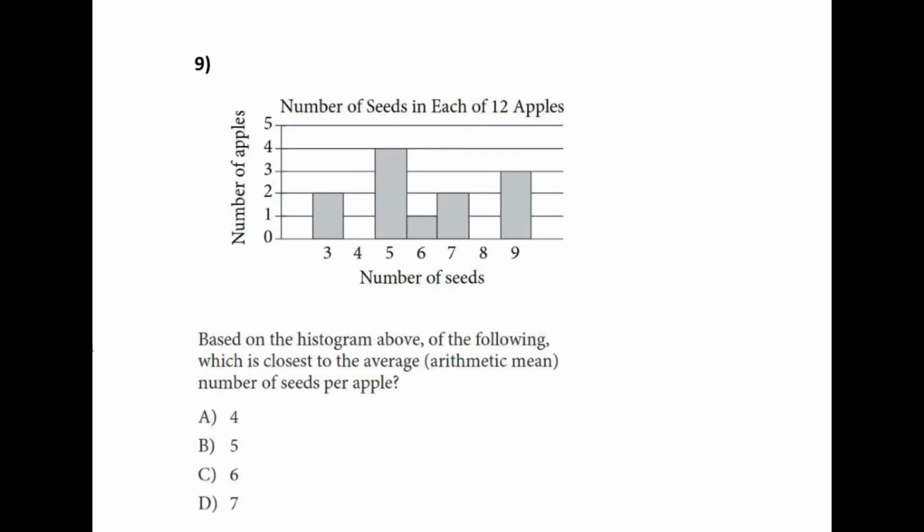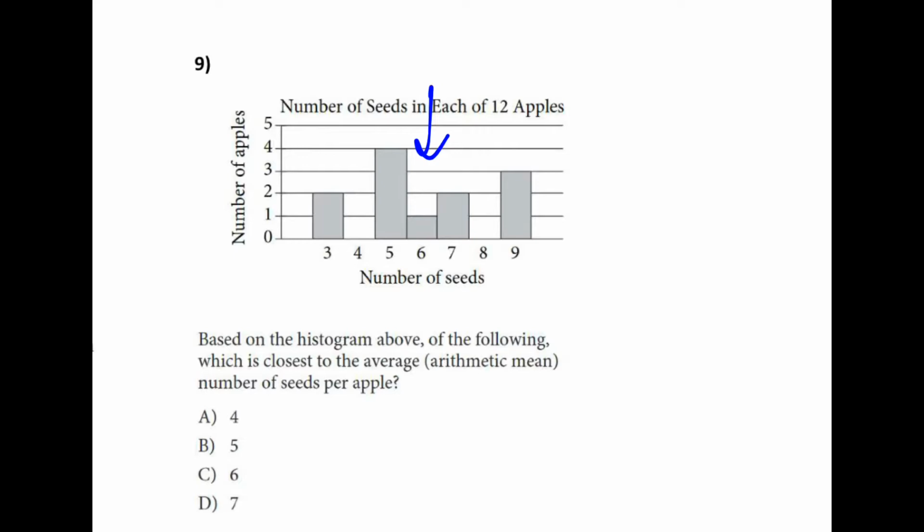Number 9 is a mean or average problem. So that's a measure of central tendency. So I know the answer is probably going to be somewhere here in the middle. If I had to guess, somewhere around 6, just looking at this graph. It's a little bit skewed, but not so much. To actually calculate it, I could figure out each individual value, add them all together, and divide by how many.